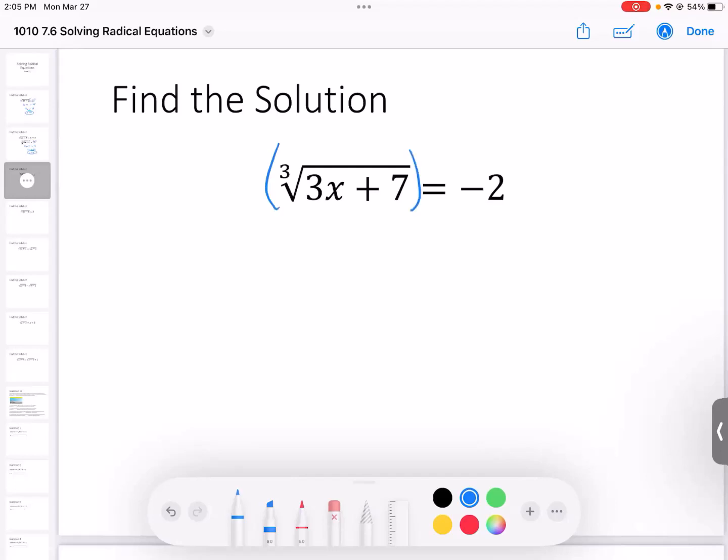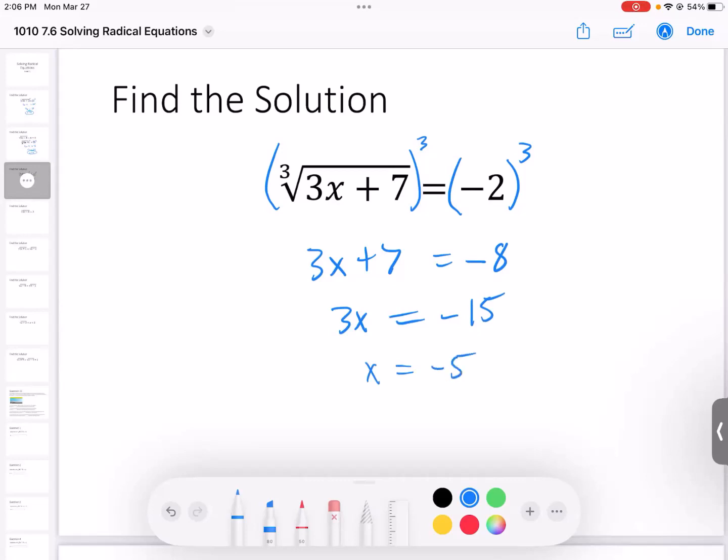Perfect. Yep, because a cube will cancel out the cube root. And the cube root was by itself, so we didn't have to add or subtract anything to it. So when we cube the cube root, that cancels it out, and we get 3x plus 7 equals -8, I think. And then I'll subtract 7 from both sides, which gives me 3x equals -15. Divide by 3, which gives you -5.